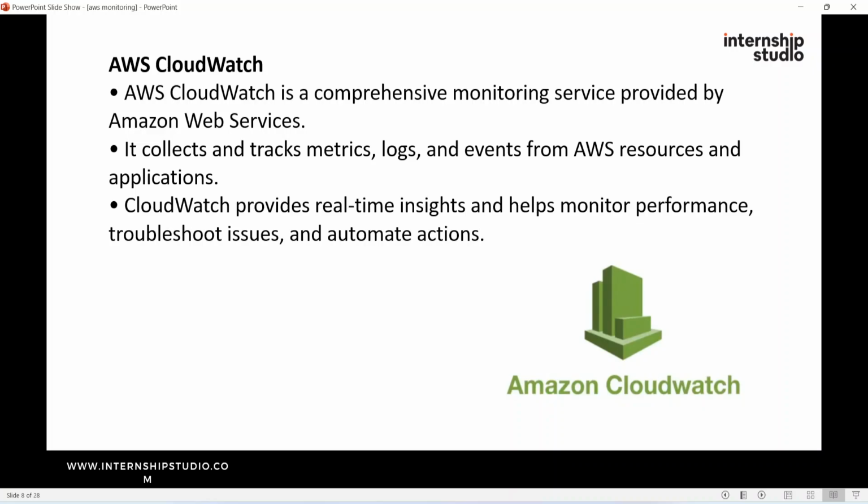Actually, AWS did a wonderful thing back in 2010, almost around 10 years, or I think close to 13 years back. Exactly, as of 2024, sorry. It was launched in 2010 as a monitoring service for AWS resources. So it provided very basic metrics and alarms then.